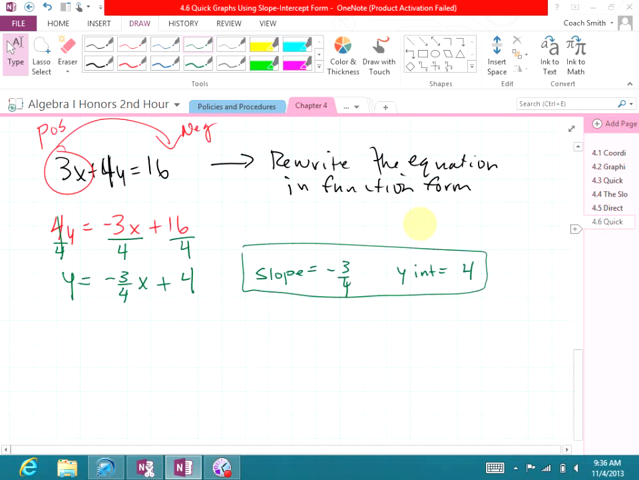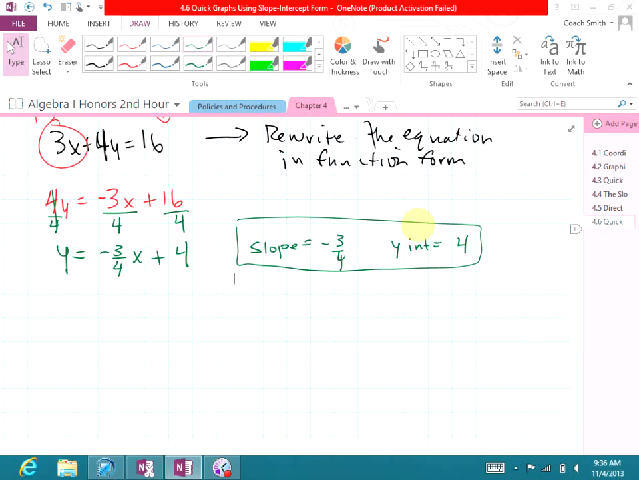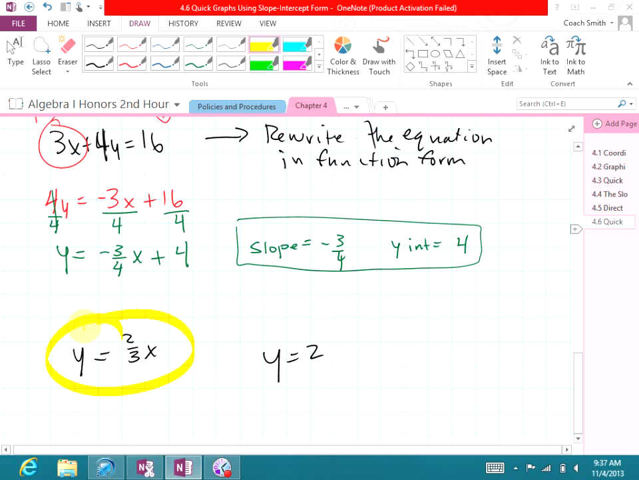All right, now, I want to ask you about two different ones here. I want to ask you about y is equal to 2/3 x. And then I want to ask you about y equal 2. Now, y equal 2/3 x is a direct variation.